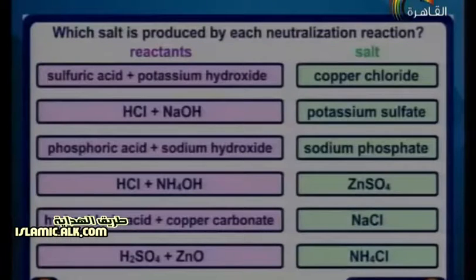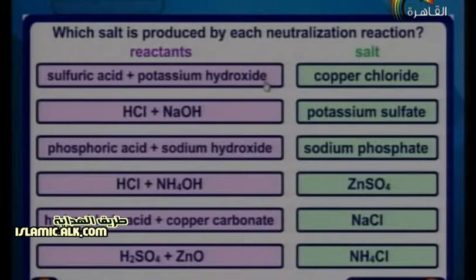Another one of these questions here: which salt is produced by each neutralization reaction. All of them are neutralization, but I need here to revise the type of salt found in this neutralization. Sulfuric acid and potassium hydroxide, which one of them makes this reaction? Here we have potassium, and here we have sulfuric.